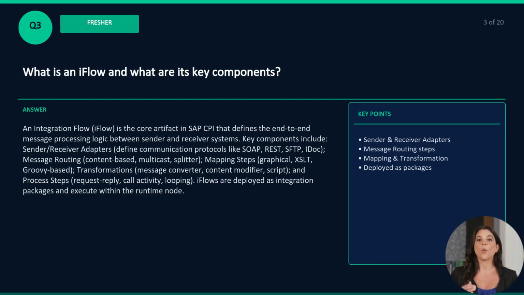Question 3. What is an iFlow and what are its key components? An iFlow, or integration flow, is the heart of SAP CPI. It is a graphical model that defines how messages flow from a sender system to a receiver system, including all the transformation, routing, and processing steps in between. Key components: sender and receiver adapters, message routing, mapping steps, deployed packages.